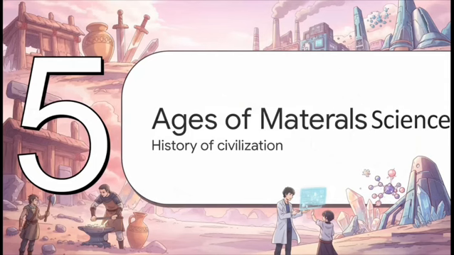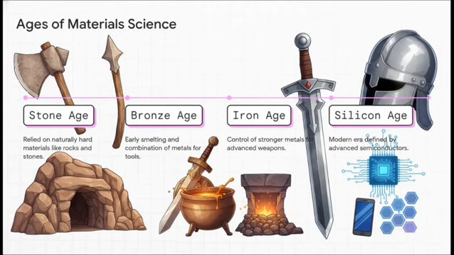We use it to build the transducers inside high-end audio equipment. Which leads us perfectly to Section 5, the ages of materials science and the history of civilization. You see, materials aren't just something engineers tinker with in a lab somewhere. They are quite literally the foundation of human civilization. It's so fundamental that historians actually define entire eras of human history by the predominant material we were able to control. We started in the Stone Age, relying on naturally hard stuff.